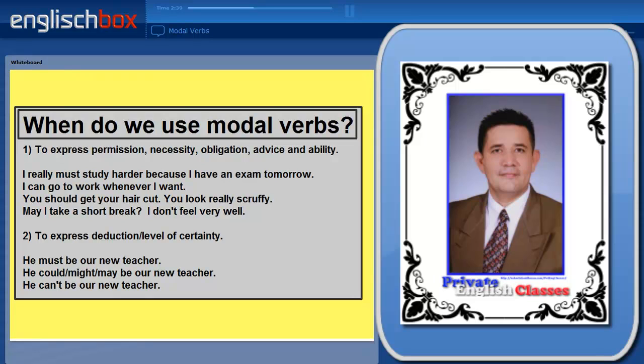Now imagine this situation. I walk into the room and I'm 5 years old. The students look at me and they think he can't be our new teacher. He's far too young.